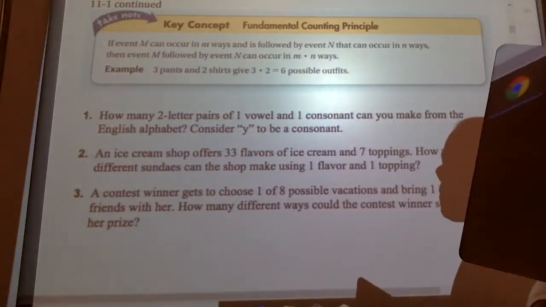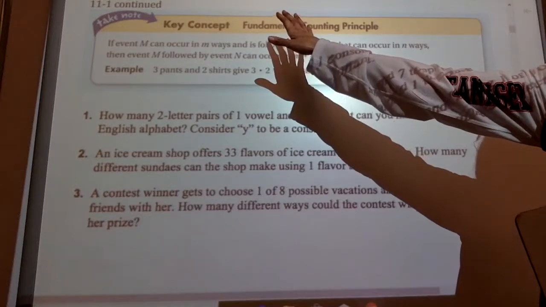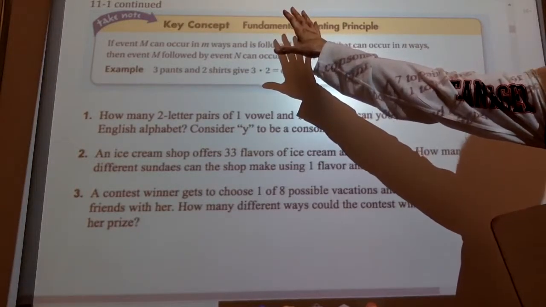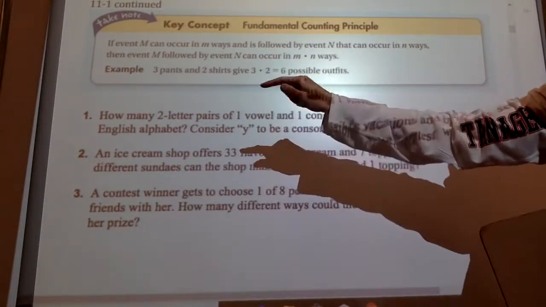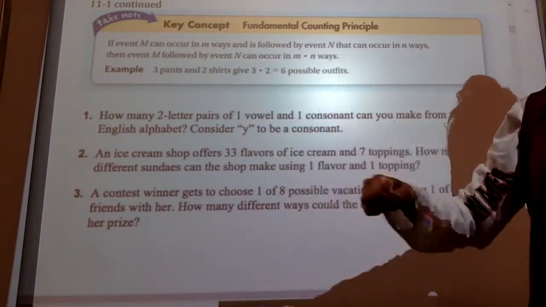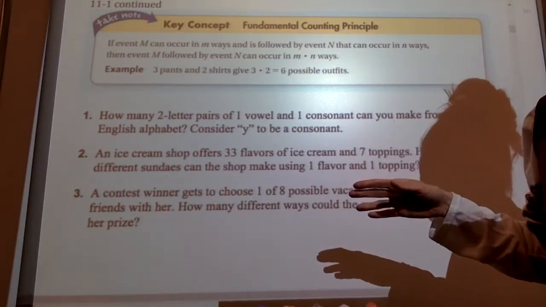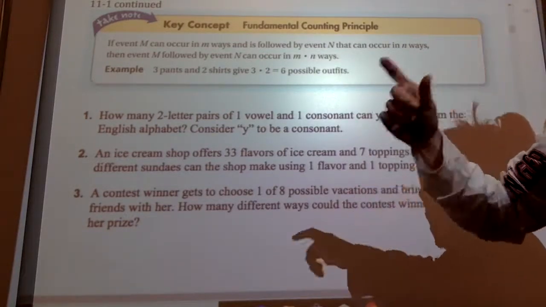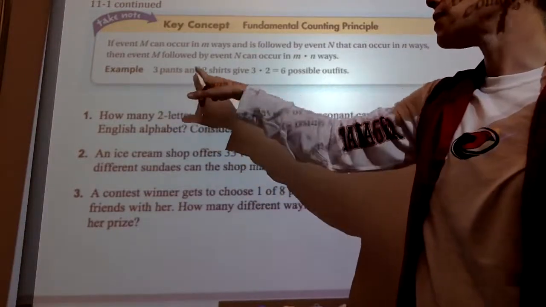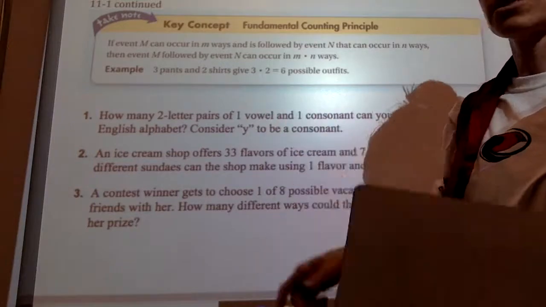Okay, three things today. We have the first one, fundamental accounting principle. If you look in your notes, you see this first part, fundamental accounting principle. Fundamental accounting principle is when you're kind of doing a tree diagram, but instead of writing out the tree diagram, it's just easier to multiply. Okay, so if you have 3 pairs of pants and 2 shirts, you have 6 possible outfits. You just multiply 3 times 2.